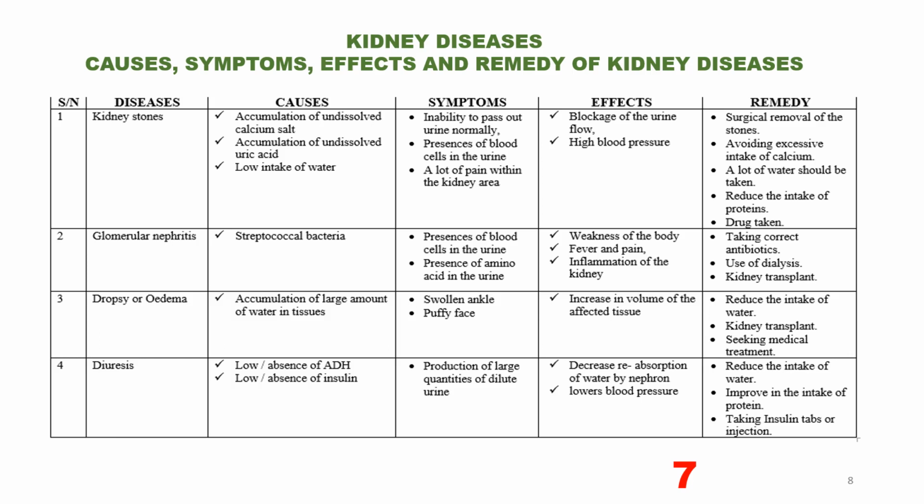So, effects of kidney stones. Blockage of the urine flow. Instead of urine passing out, the stones will block the area where the urine will flow. High blood pressure. There will be high blood pressure in a person having kidney stones. So what are the remedies for kidney stones? Surgical removal of the stones, avoiding excess intake of calcium. A lot of water should be taken. Reduce the intake of proteins.